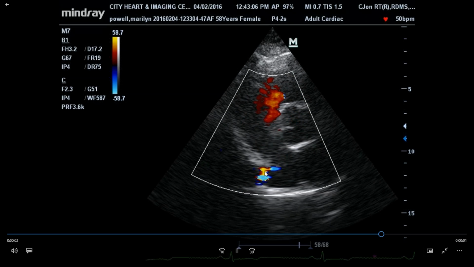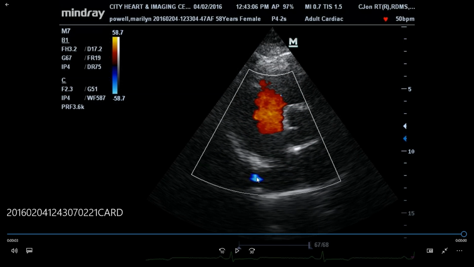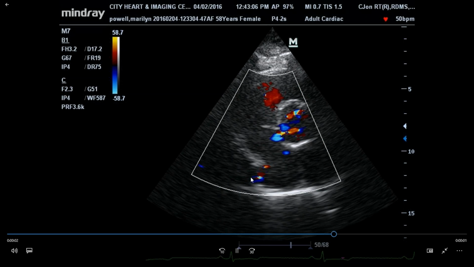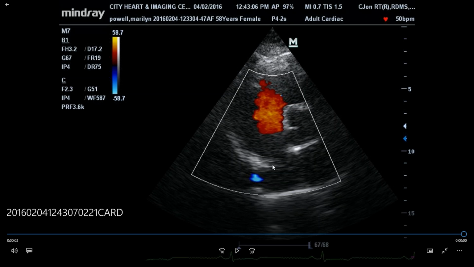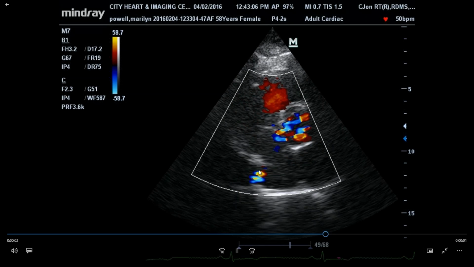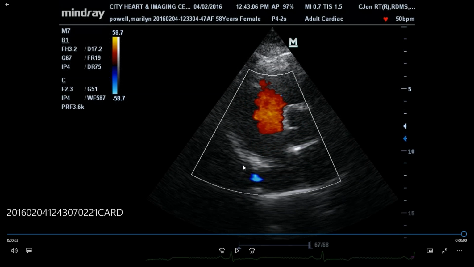We also see a flow right down here. This is the right atrium. You have your inferior vena cava right there. The inferior vena cava is going to drain into the right atrium. So you see varying shades of red, suggesting flow from the inferior vena cava into the right atrium.